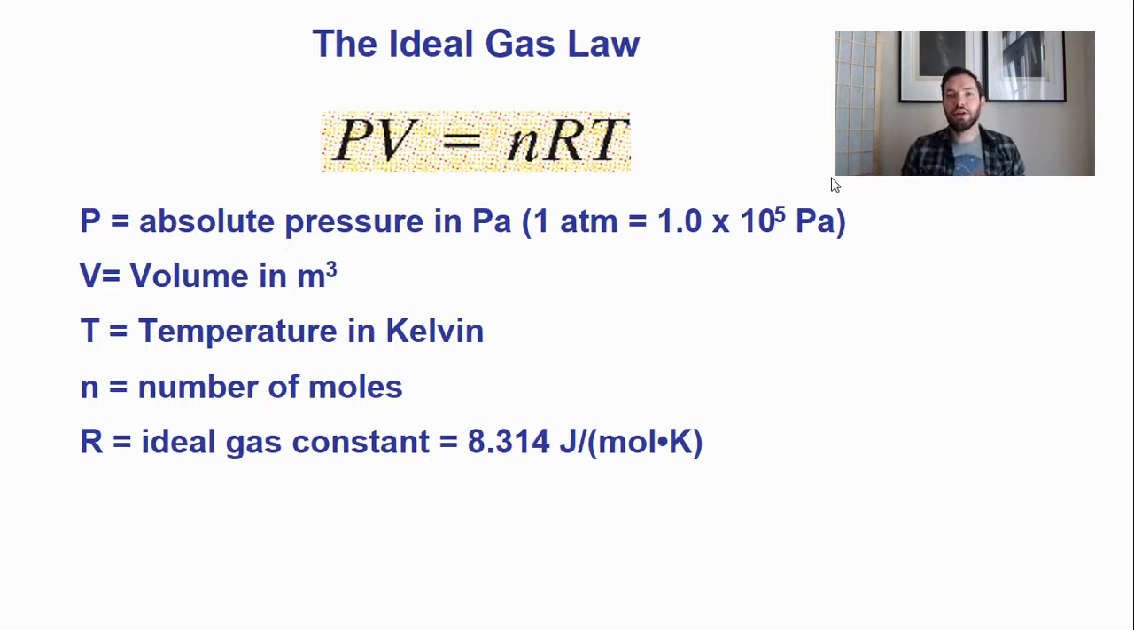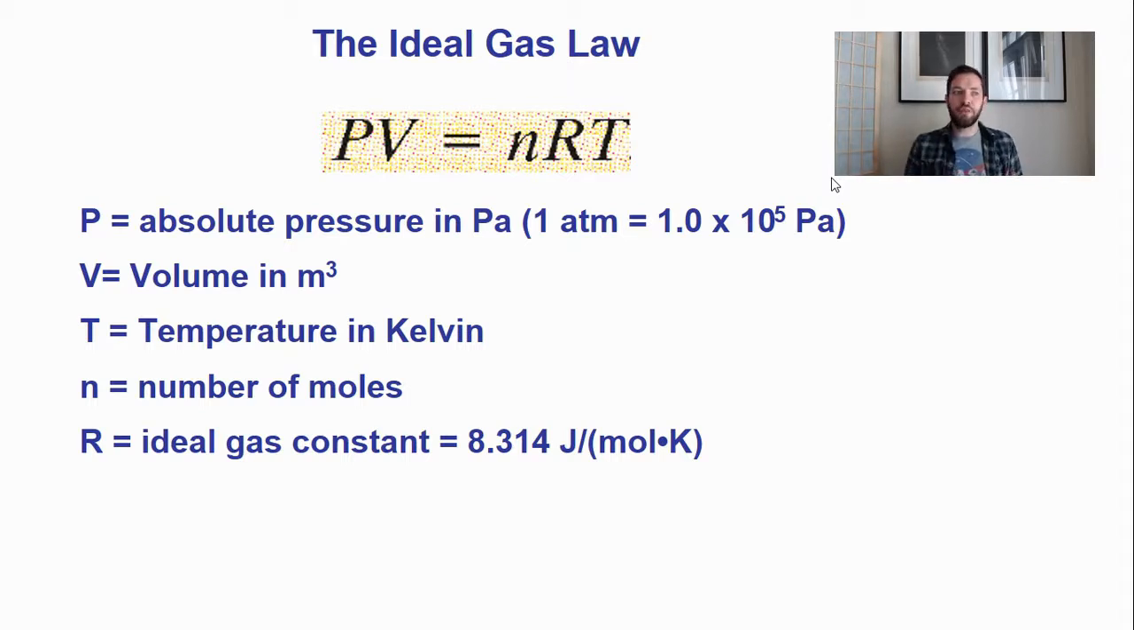The variable N here is going to be the number of moles of the gas. And then this other variable here, R, is a constant. It's just a number that we multiply stuff by so that it makes sense. You do not need to memorize this, but you will need to work with it in an equation.